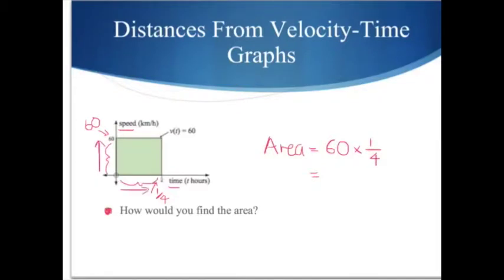And we know if we're going to find the area of a rectangle, we times the sides together. So 60 times a quarter? 15. And 15 what? We're going to go kilometres? Oh yeah, let's just think.